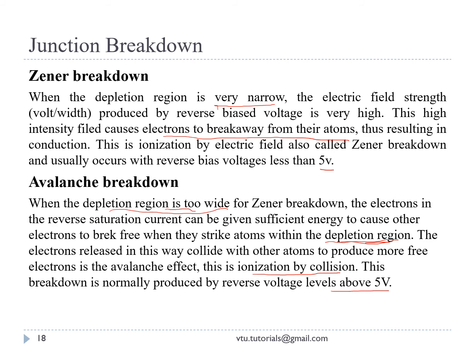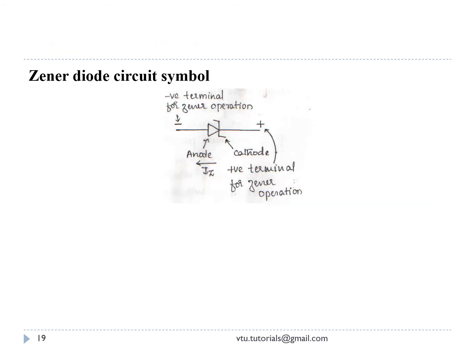The representation of the Zener diode. A figure shows the circuit diagram for a Zener diode. In normal diodes we have the representation in this form, where this will be the P type and this will be the N type. P type is the anode and the N type will be the cathode, according to the previous symbol representation.